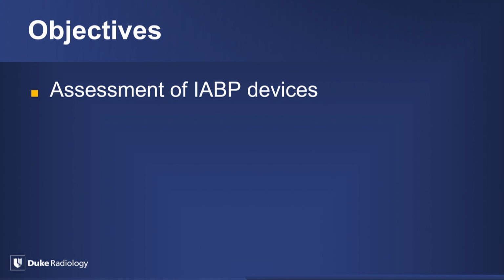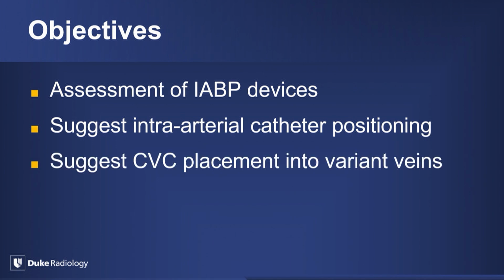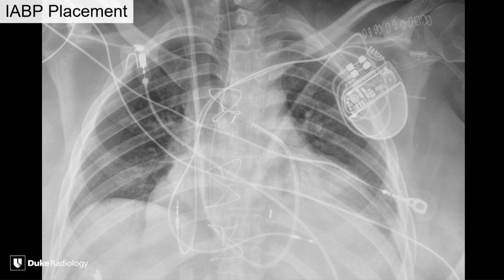So my objectives for this talk: I'm going to spend about the first half talking a little bit about some intra-aortic balloon devices. I'm going to look at a few things that can help us distinguish arterial from venous catheter positioning. And then I'll finish up with some findings on chest radiographs which suggest placement of a central venous catheter into variant veins.